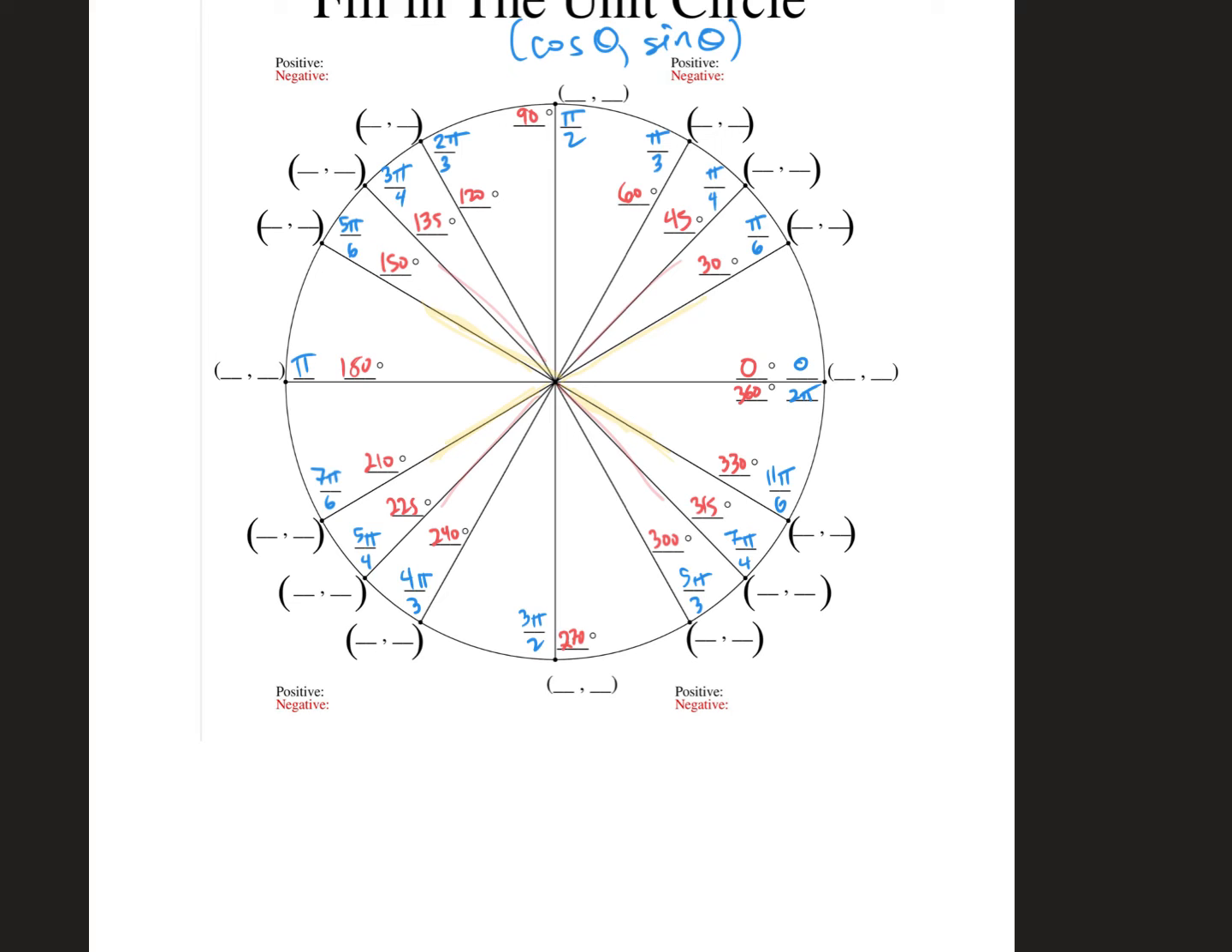Look at the numerators in each of the quadrants now. In the first quadrant, the numerator is all pi. In the second quadrant, the numerator is all 1 less than the denominator, which makes sense. It's pi minus one of those things. In the third quadrant, it's always 1 bigger than the denominator.